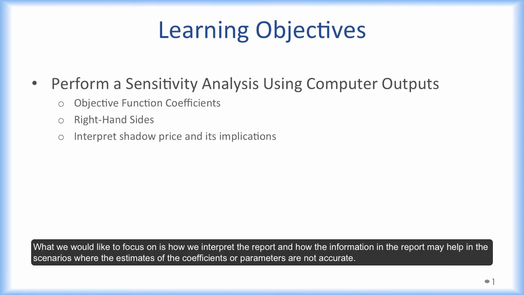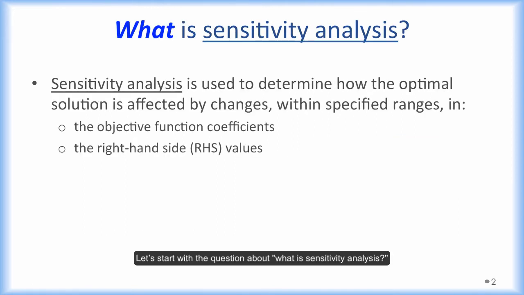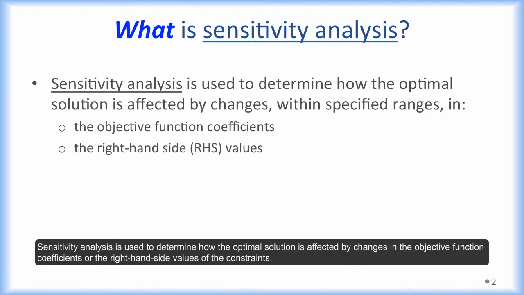Instead, what we would like to focus on is how we interpret the report and how the information in the report may help in the scenarios where the estimates of the coefficients or parameters are not accurate. Let's start with the question about what is sensitivity analysis. Sensitivity analysis is used to determine how the optimal solution is affected by changes in the objective function coefficients or the right-hand side values of the constraints.